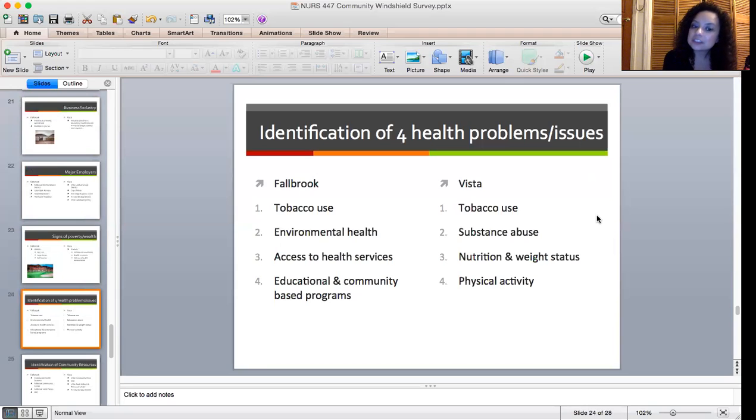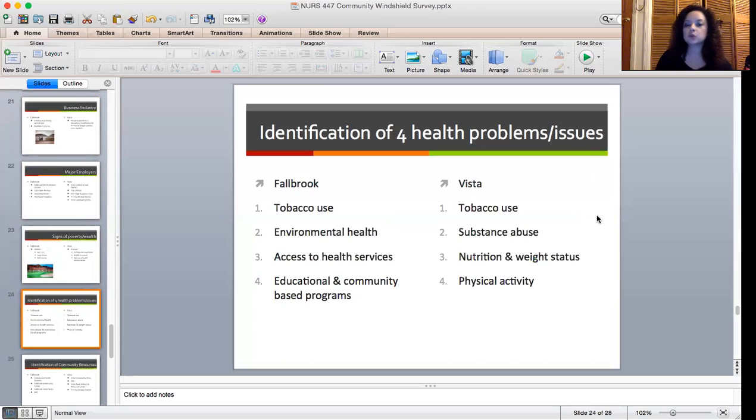Access to health services, it seemed like they didn't have much access to health services, especially to those in need. And also, another issue was that they didn't have very many educational and community-based programs. And these are all health issues and problems which are on the Healthy People 2020 goals.